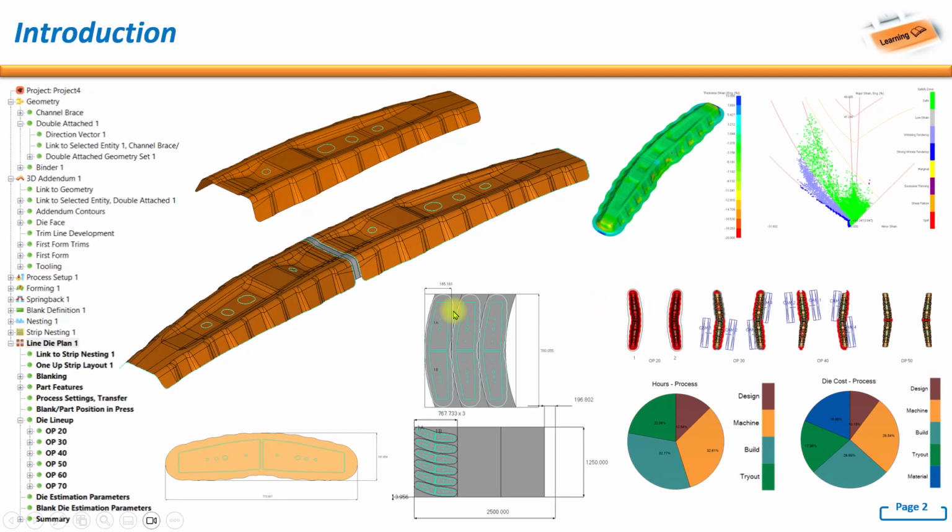So this is the introduction or the summary for this tutorial. In here, I have one part. So I'm going to create the symmetrical part and join it together using this connecting surface. Then after this, I'm going to create the addendum and investigate the product design quality using thickness report and also the FLD. And then after this, I'm going to go into the blanking and then create the nesting to find the better configuration. And then finally, I'm going to create the operation to find the die cost estimation process and the hours estimation process.